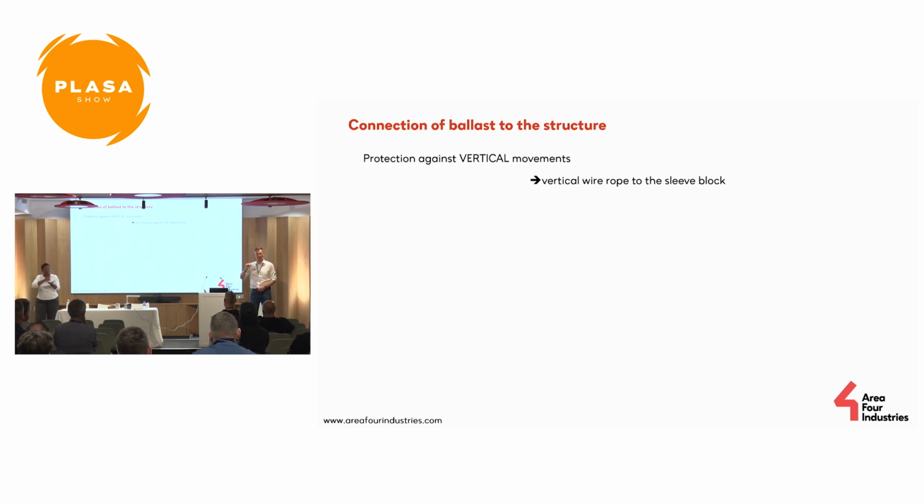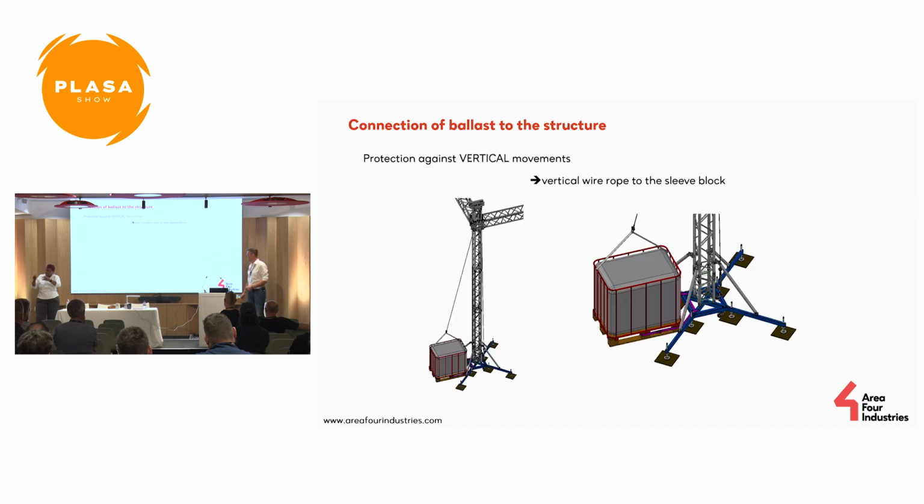That's why you need a vertical wire rope going from the sleeve down, not to the base, but to the ballast, to prevent uplifting of the sleeve block. So, going from the ballast up to the sleeve in order to avoid lifting. But if you do it like this, what happens here with the IBC?